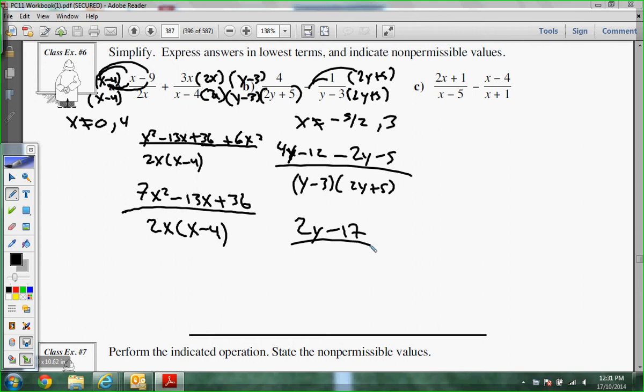Okay, so then we have 2y minus 17, sorry, I lost my train of thought, over y minus 3, 2y plus 5.